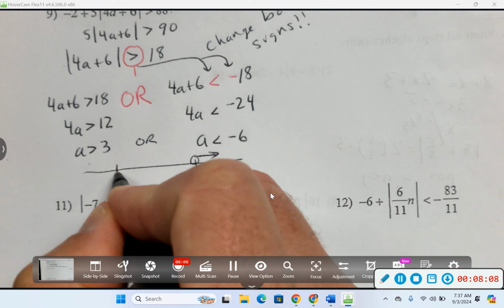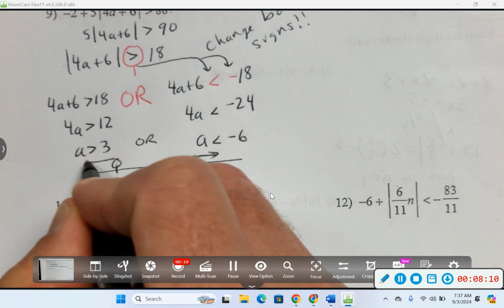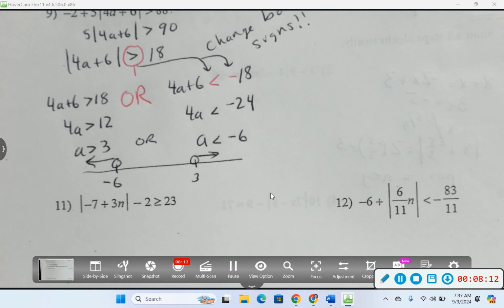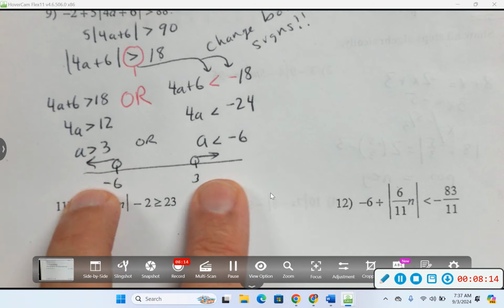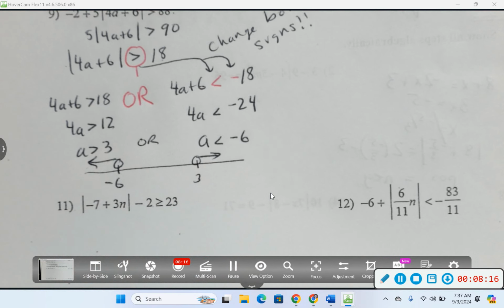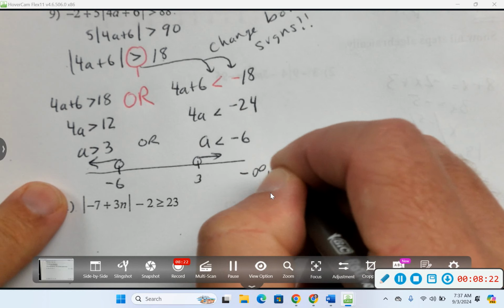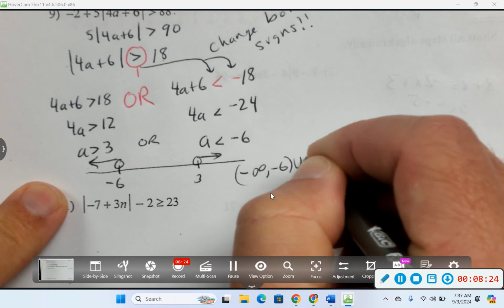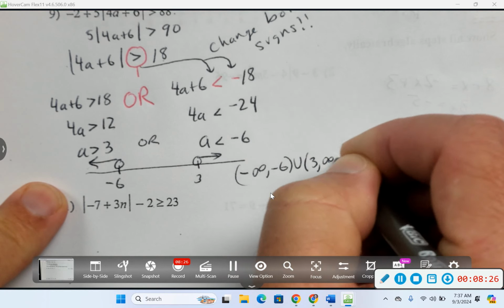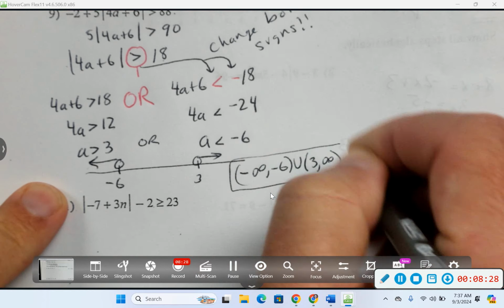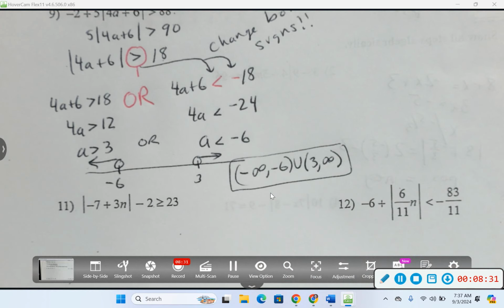Greater than 3, less than negative 6. And again, your number line needs to have the 2 values that we're concerned with on there, and then any other values you want, but you don't have to put anything else on there. So negative infinity to negative 6, union with 3 to infinity, parentheses because we don't want to include the 3 or the negative 6.